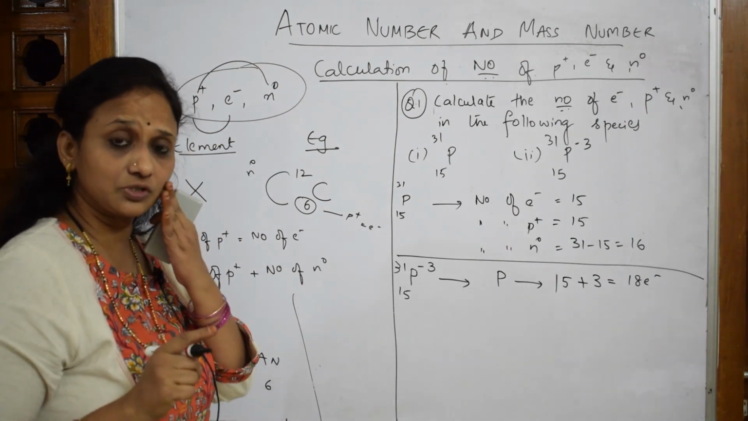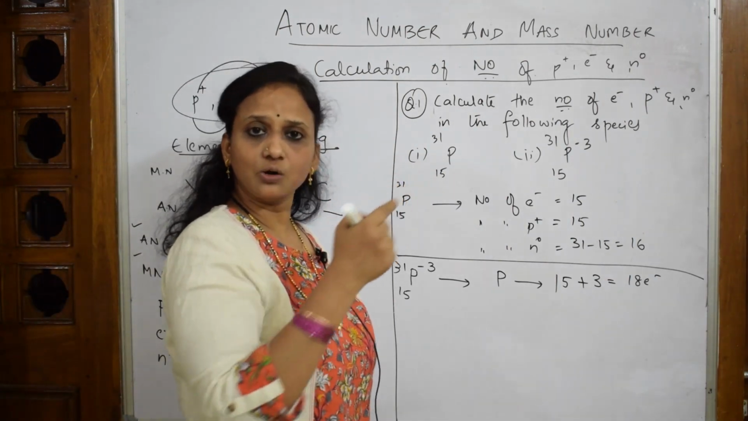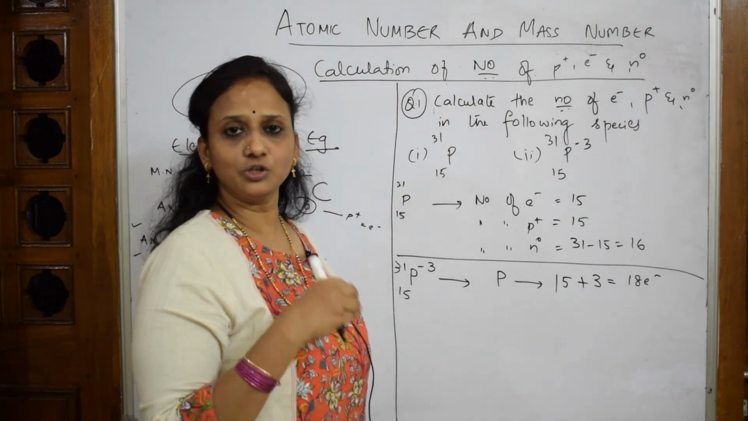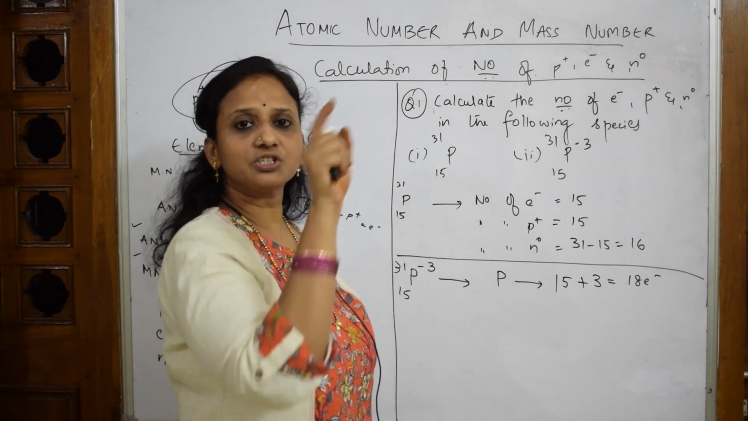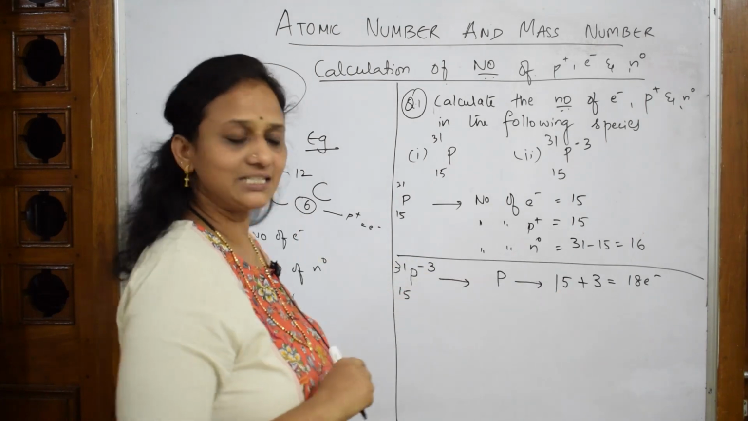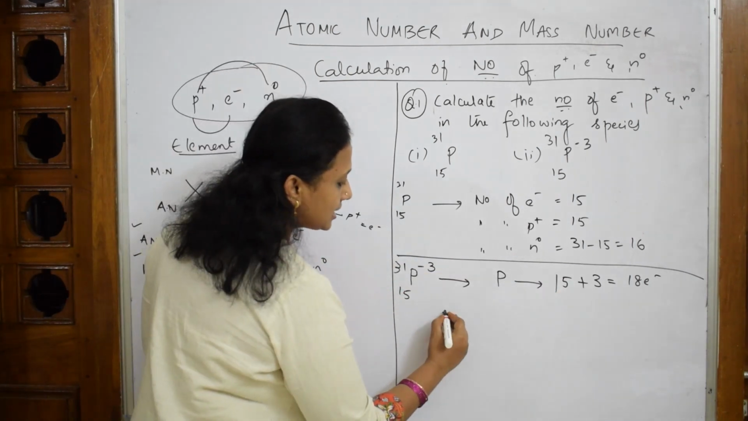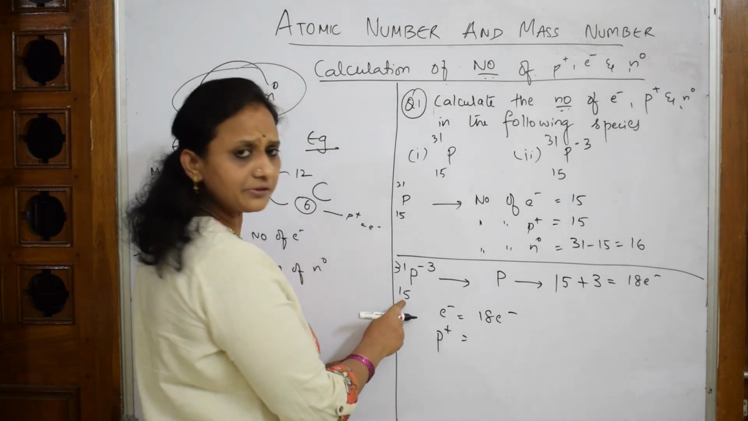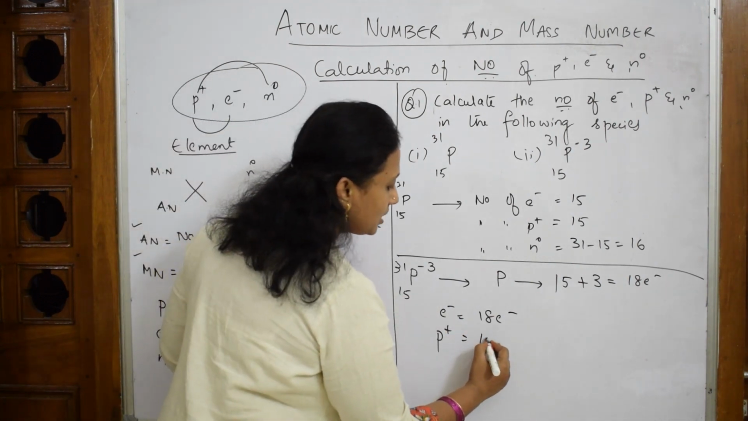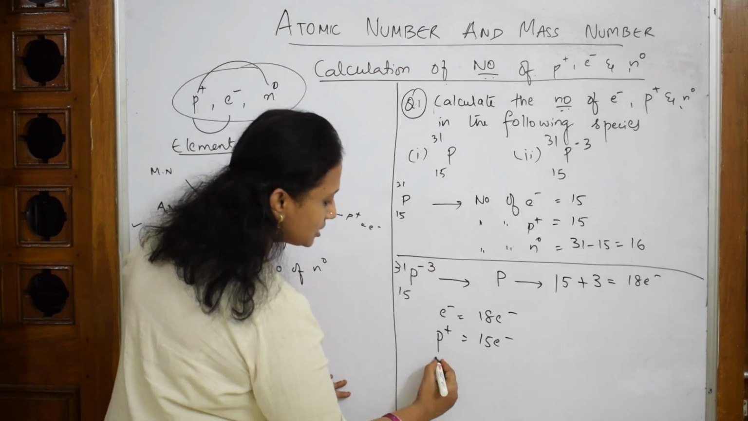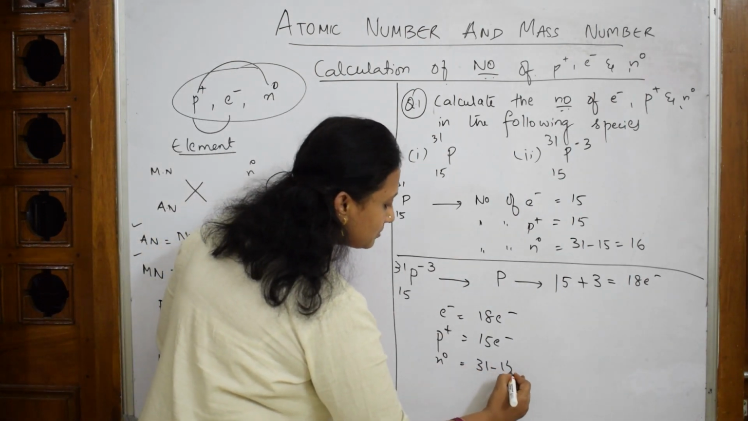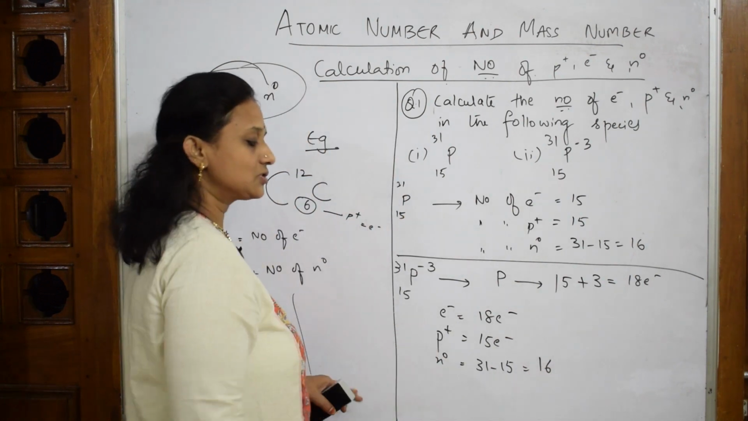Nothing to do with the protons. Electrons keep adding to the outer shell; you'll never add electrons into the nucleus. They keep adding to the outer shells only. So 15 plus 3, 18 electrons. So let's write: electrons is equal to 18. Now, how many protons are there in this case? 15 only. Nothing changed in that. Now, how many neutrons are there? Neutrons is equal to mass number minus atomic number, which is equal to 16. So, this is the case.